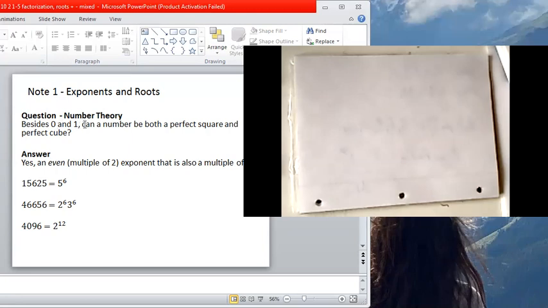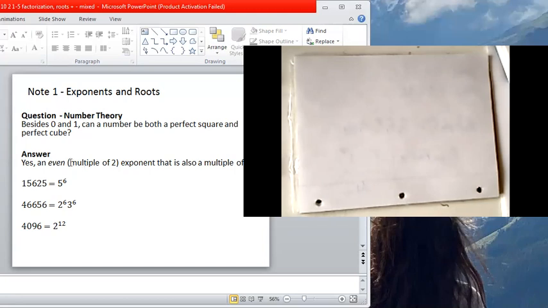0 and 1 we saw are both a perfect square and a perfect cube. 0 squared is 0, 0 cubed is 0. Same with 1. 1 squared is 1, 1 cubed is 1. So these numbers are both. Number theory question: any other numbers?